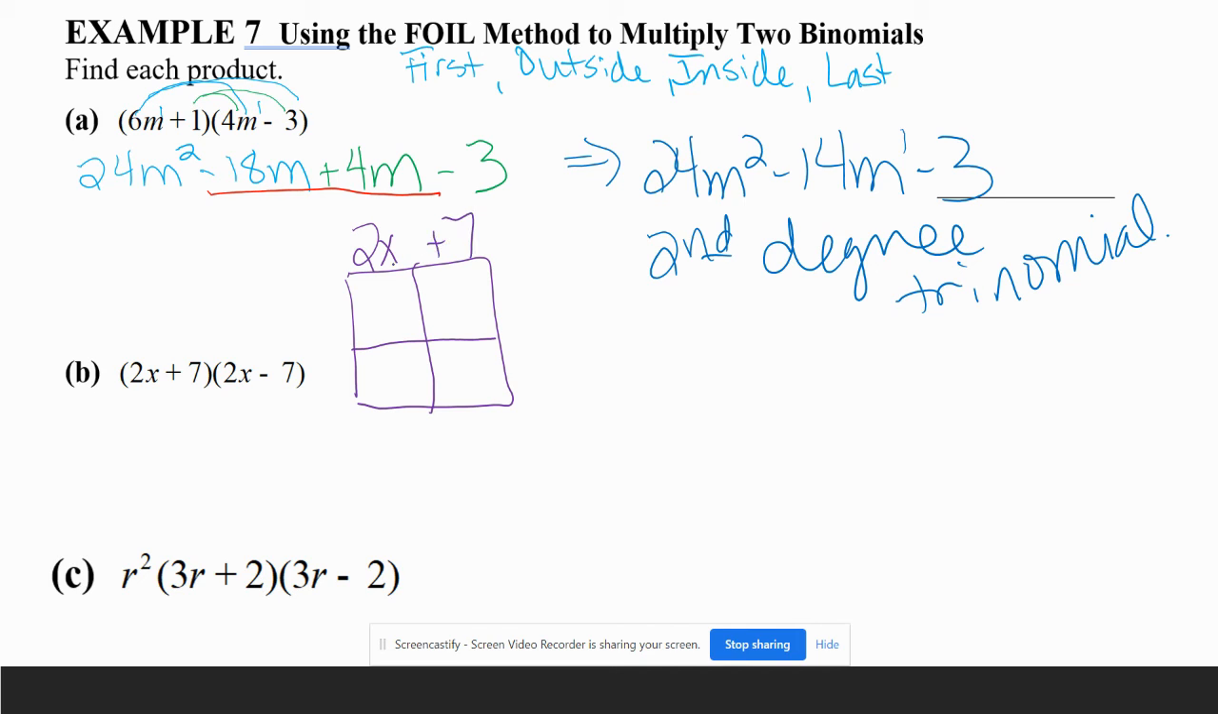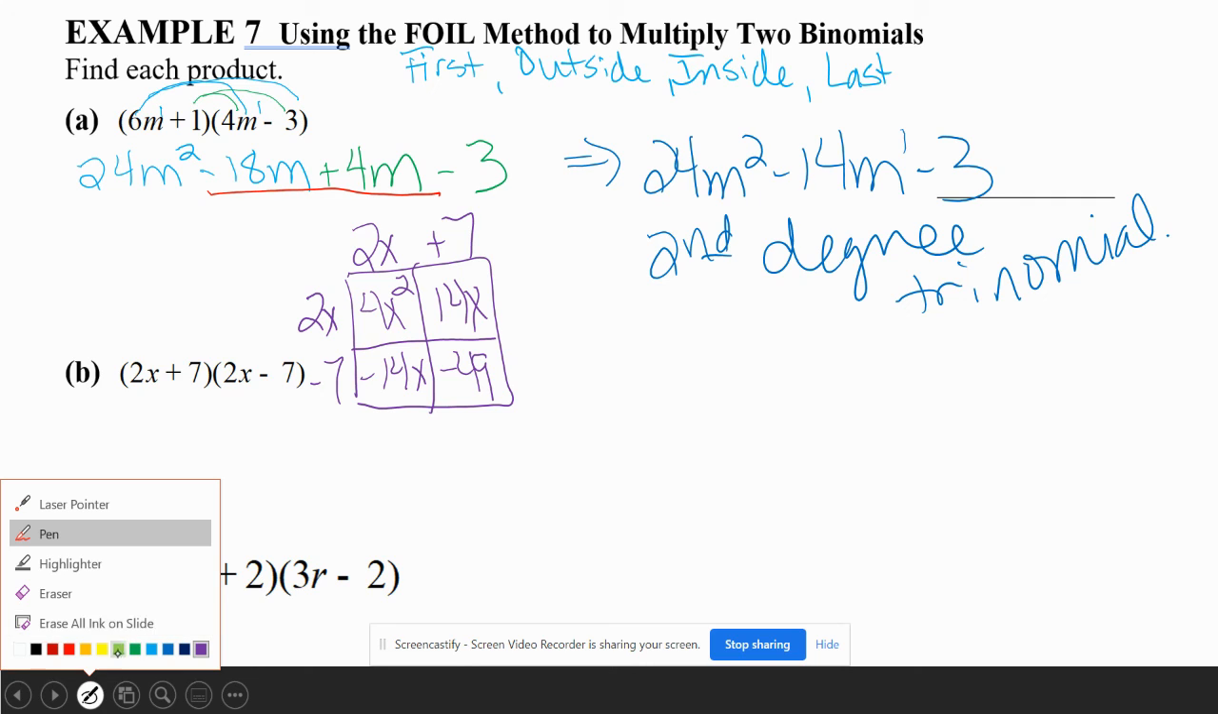It doesn't matter which one you put on which side, but basically what we start with is we multiply whatever is touching the box. So this box has 2x times 2x, which is 4x squared. This box would have 2x times 7, which is 14x. This box touches the negative 7 and the 2x, so negative 7 times 2x is negative 14x. And then negative 7 times positive 7 is negative 49.